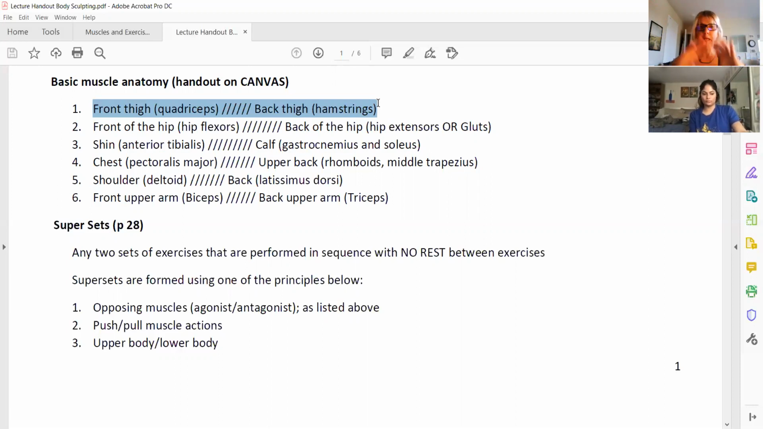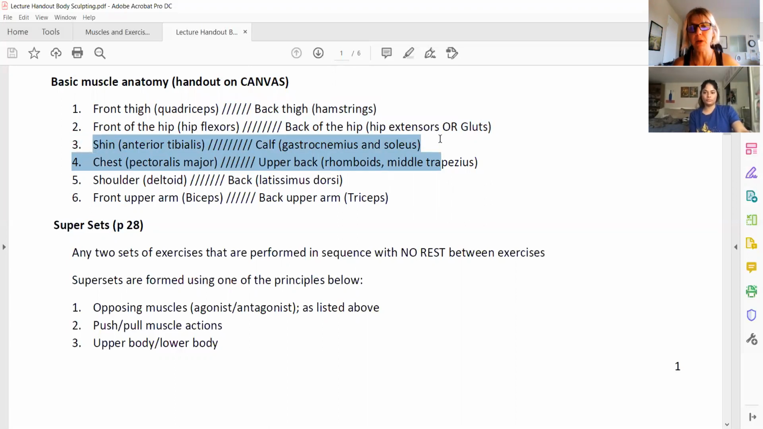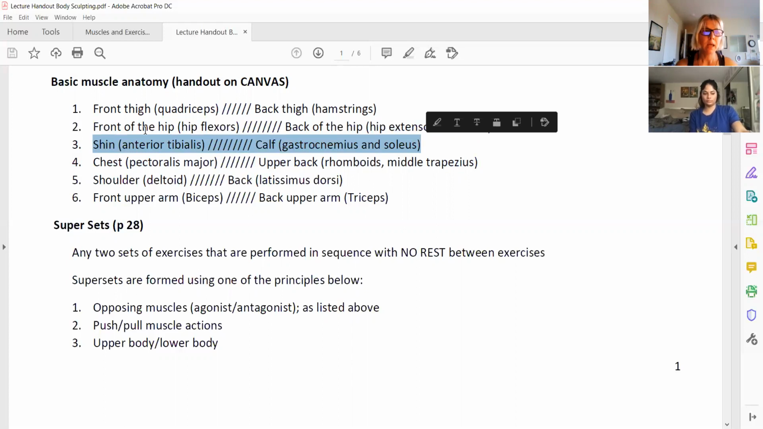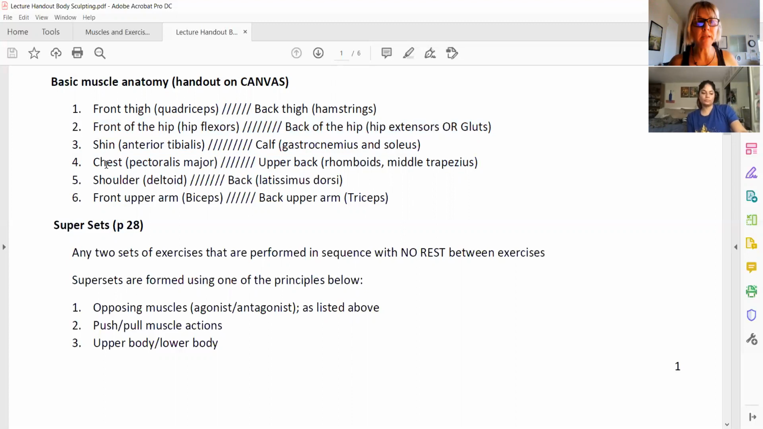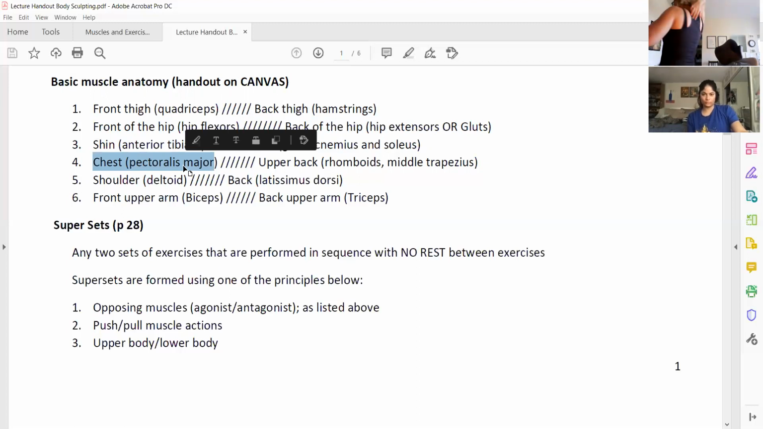If you look at the schedule, that's how I structured this, okay? And I'm going to also cover, because shin and calf is part of the lower body, these 2 on Friday as well as these. Of course, these are lower body, front of the hip flexors. Maybe you've heard before, people pulling their hip flexor muscles and they're so tight. And the opposing muscle group of the hip flexors would be your glutes or hip extensors. And then the chest, pectoralis major in the front. And the opposing muscle group of the chest would be your upper back region. Altogether, that includes rhomboids and middle trapezius.